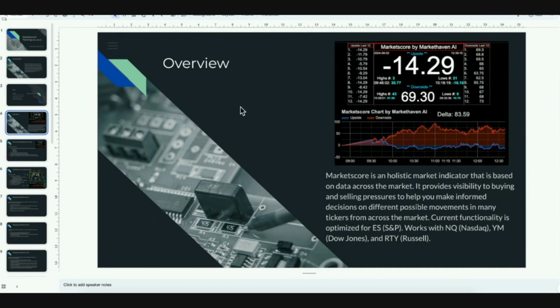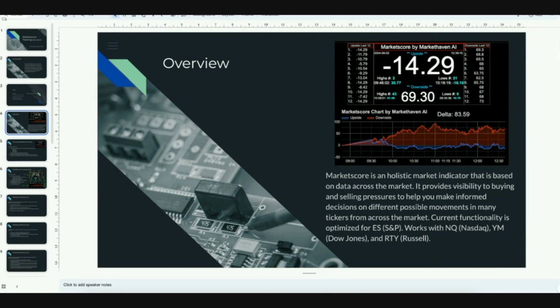All right, so Marketscore is a holistic market indicator based on data from across the market. It uses many different tickers to pull that data together. It provides visibility on buying and selling pressures to help you make informed decisions on possible movements in many tickers across the market. Current functionality is optimized for ES, but it also works with NQ, YM, and RTY.